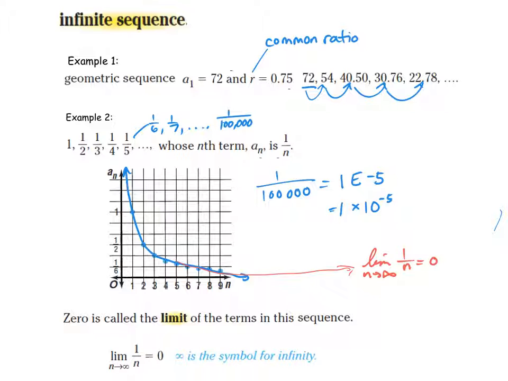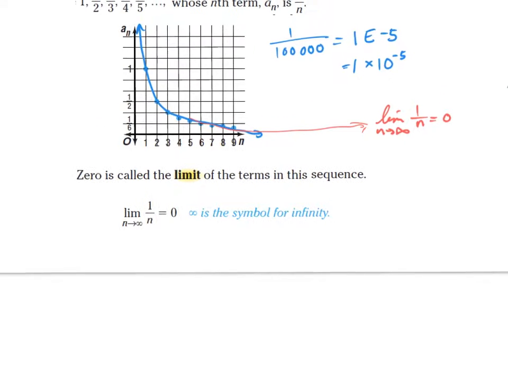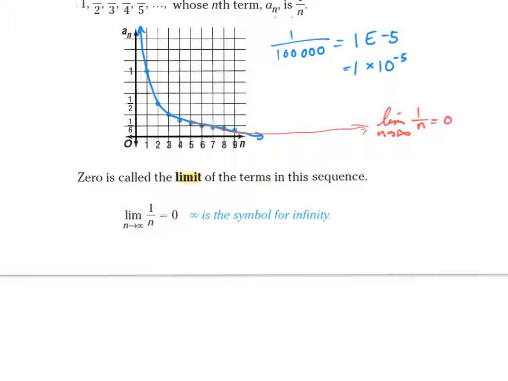Will it ever reach the value of 0? Nope. The whole definition of limit is what it's tending towards. So it will never actually be 0, but it does have a limit of 0. This is what I'm reviewing up here. 0 is called the limit of the terms in this sequence. So, there it is: the limit as n approaches infinity of 1 over n is equal to 0.